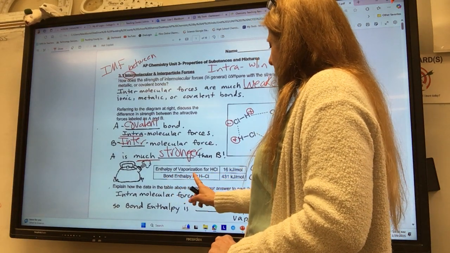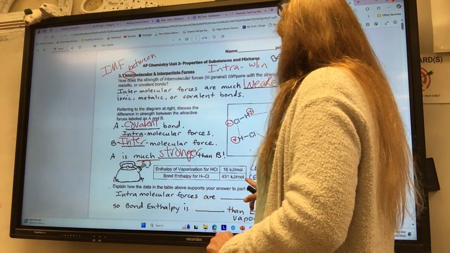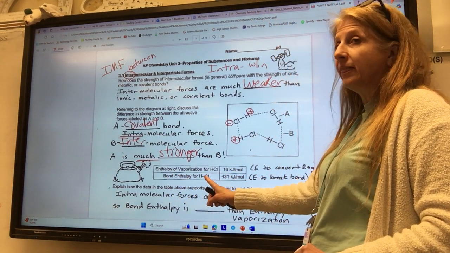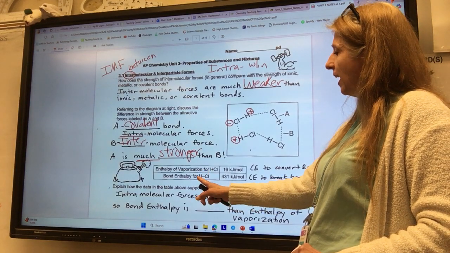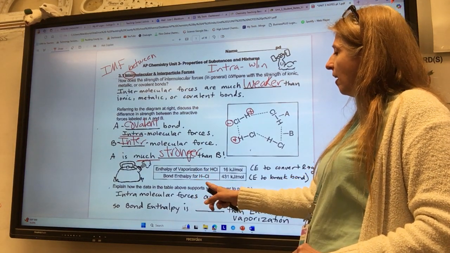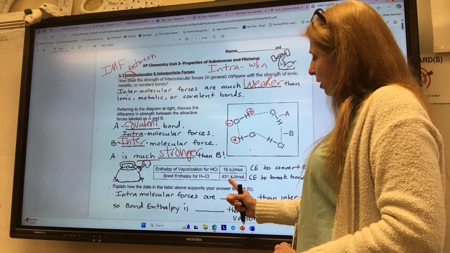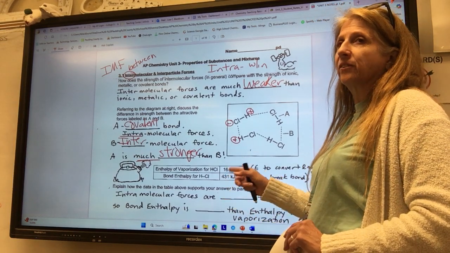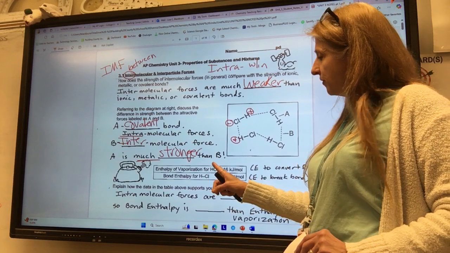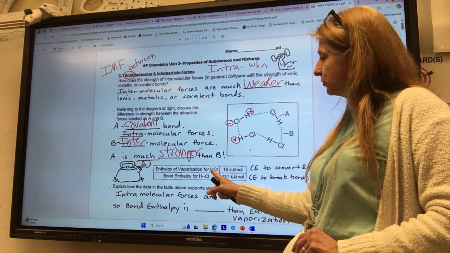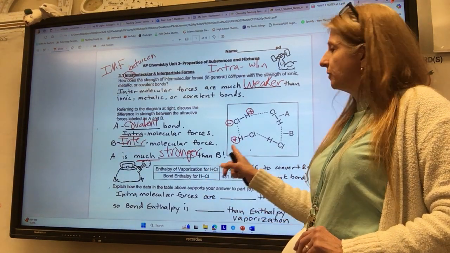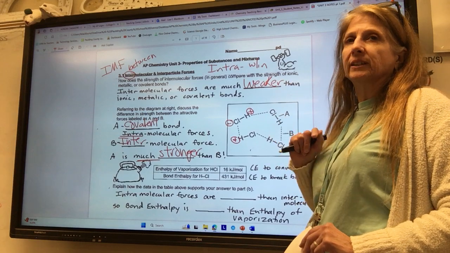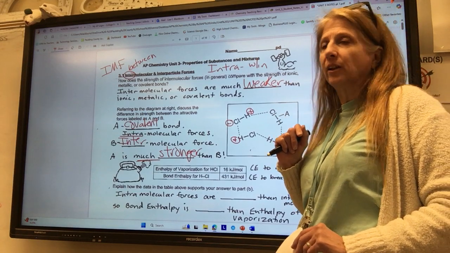The bond enthalpy for HCl, so this is the energy required to break that bond, and now we've got hydrogen gas flying out and chlorine gas flying out. Look how much bigger that is, 431. So that reflects that strength. You can see that this covalent bond is much stronger than these little forces of attraction that we have in this diagram. Okay, that's the most important thing.